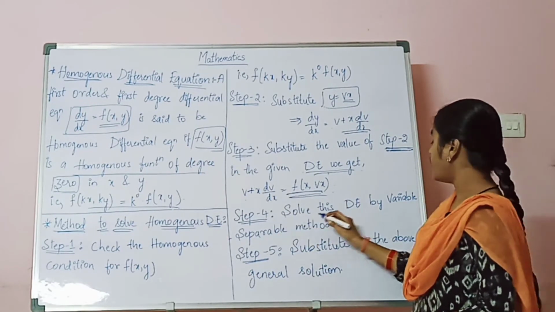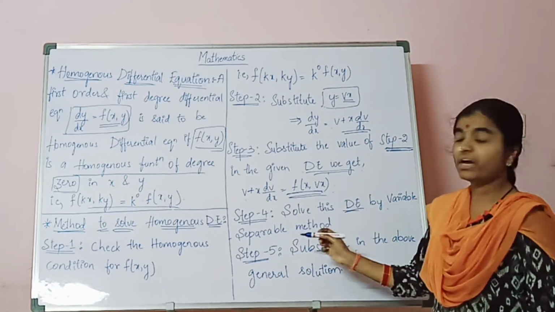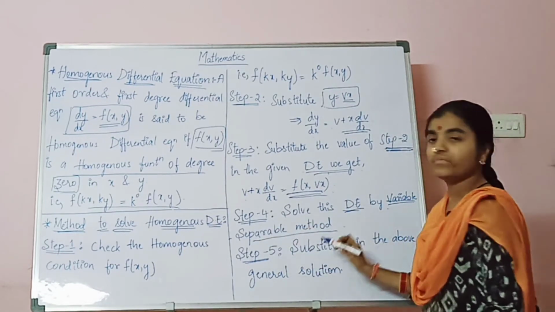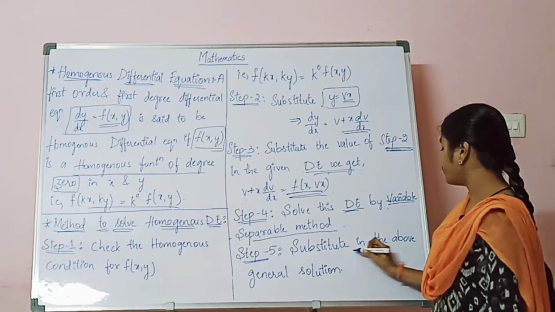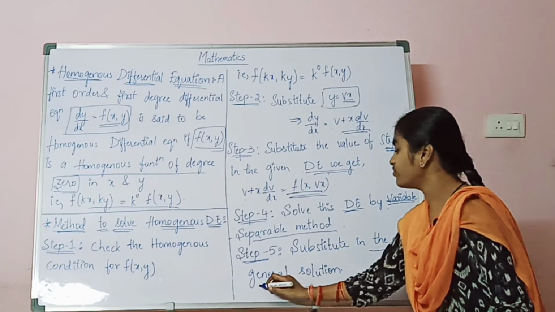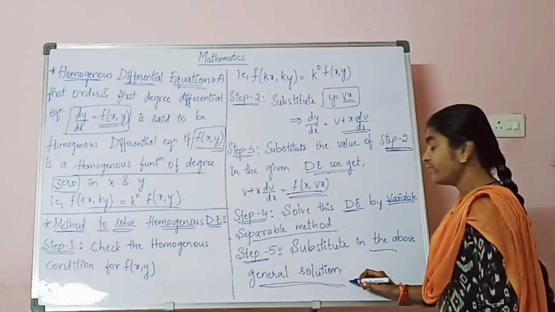Now step 4, we have to solve this differential equation by the variable separable method. Now coming to step 5, substitute this in the above general solution. We have to substitute this in the given general solution.